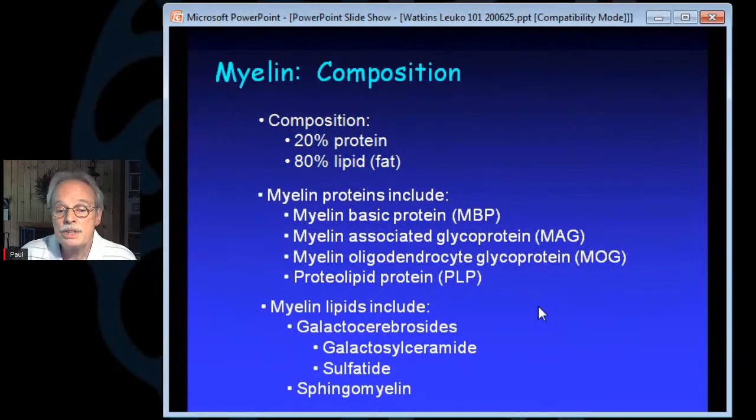Myelin lipids include things with very long names like galactocerebrosides and galactosylceramide and sulfatide and sphingomyelin. And these are the fatty substances that really help give myelin its insulation properties, because as you see, it's about 80% fat.